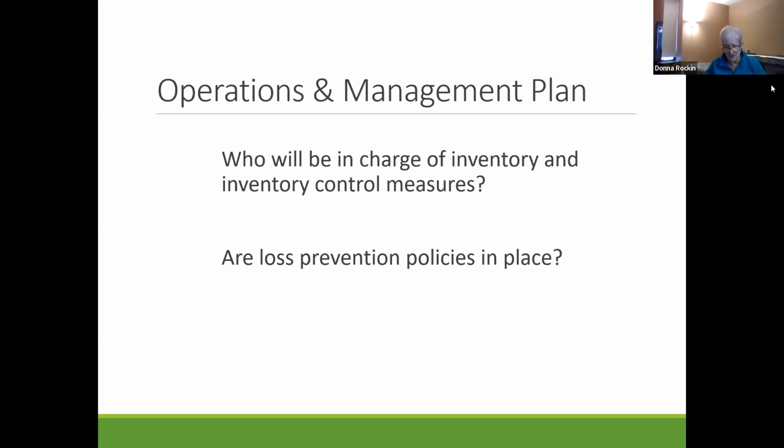Who will be in charge of inventory and inventory control measures so you don't have a lot of loss prevention? A lot of stores are getting rid of their self-checkout because they find people are not scanning all the items, or they're putting in for regular lettuce when it's organic lettuce. So, if you're a quick mart, you have to manage food and expiration dates.